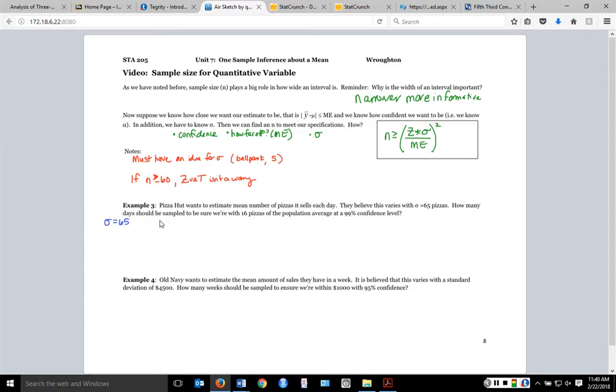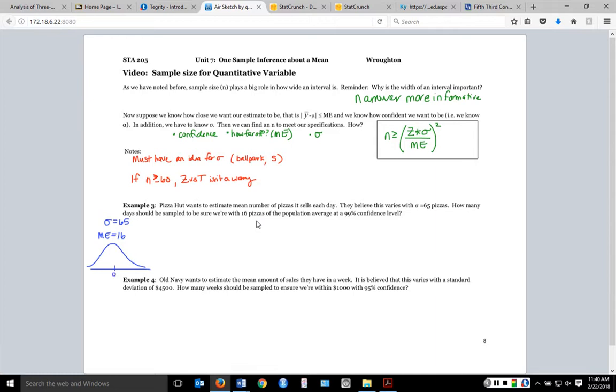They want to figure out how many days they should be sampling to be sure within 16 pizzas. That's how far off they're willing to be, no more than 16, with 99% confidence. Now for the 99%, this is a little reminder. You may have these memorized, but this is a quick reminder.